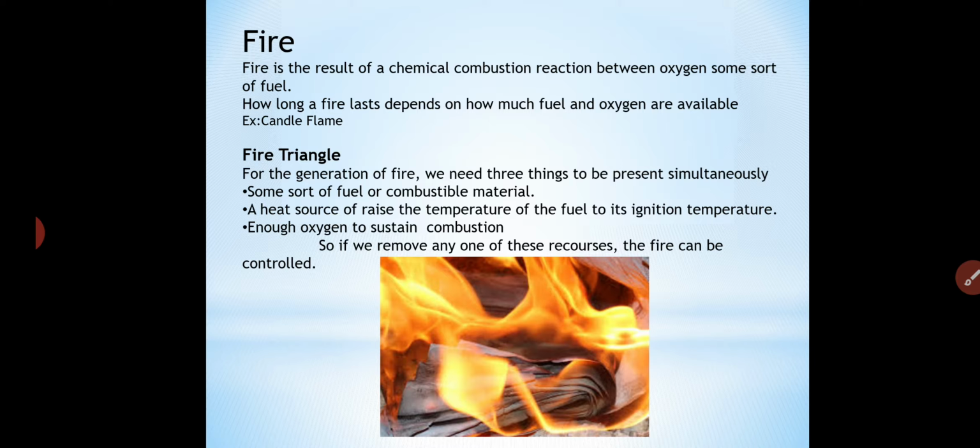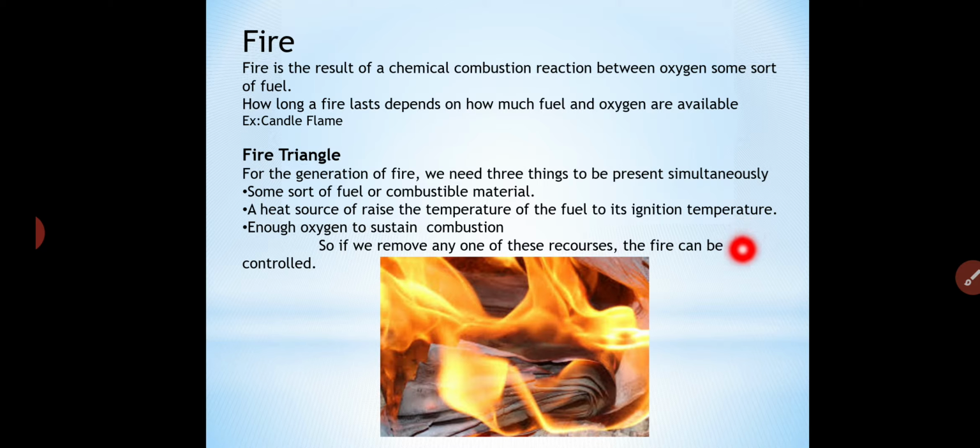So, which are those three substances? First one is a fuel, and second one is a heat source to raise the temperature of the fuel to its ignition temperature. It is called the ignition temperature. So some amount of ignition temperature we need. So why ignition temperature only?